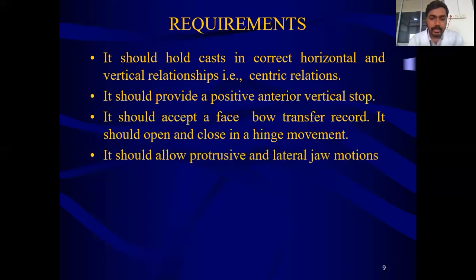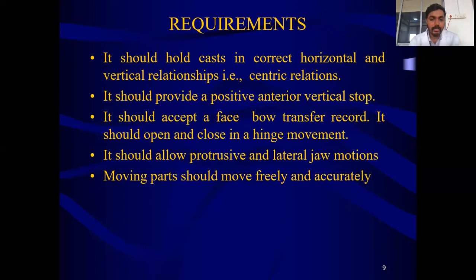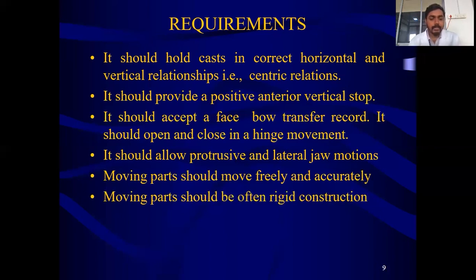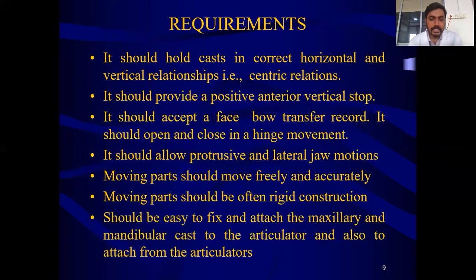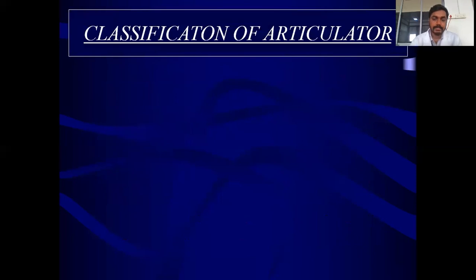It should allow protrusive and lateral jaw movements. Moving parts should move freely and accurately. Moving parts should be of rigid construction. It should be easy to fix and attach the maxillary and mandibular casts to the articulator, and also to detach them from the articulator. So you should be able to attach and detach them from the articulator when required.